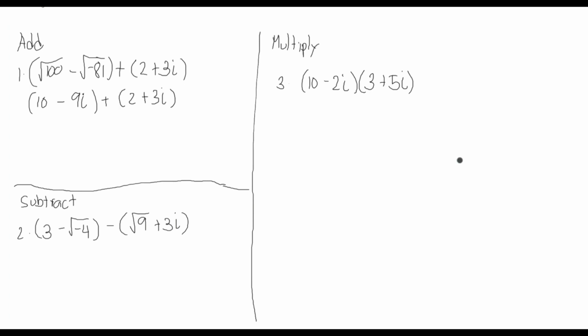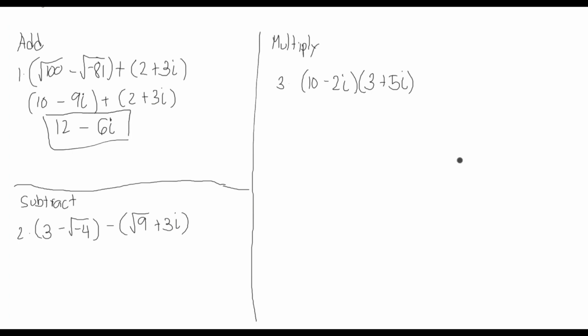And then, kapag naka-standard form na yung complex number natin, you just simplify or combine like terms. That's 10 plus 2, meron kang 12. Negative 9 plus positive 3, meron kang negative 6i. So, your answer will be 12 minus 6i.